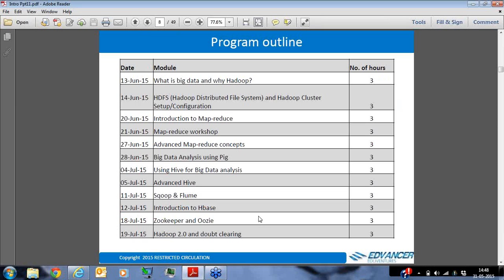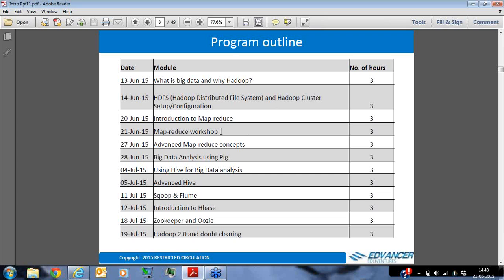So what is the program outline like? Well, as I said, we start on 13th of June and it's a 6 weekend course. So we will end on 19th of July. Each class will be devoted to a certain module. Initially we'll take you through a much detailed introduction to what exactly is big data and why is Hadoop used. Then we'll talk about the Hadoop distributed file system, how to set up a Hadoop cluster, how to configure it. We'll introduce you to MapReduce.